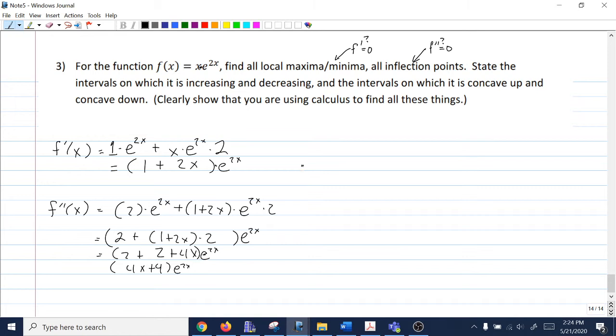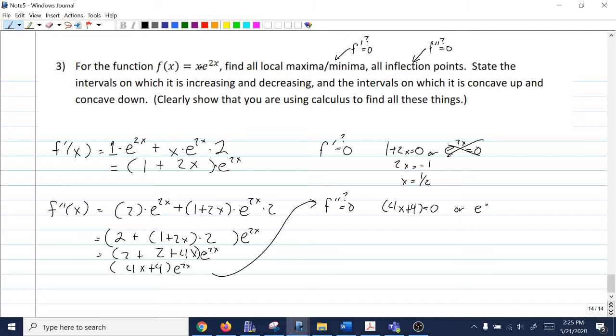I want to know when these things equal 0. This thing's already factored. It's going to be 1 plus 2x equals 0, or e to the 2x equals 0. E to the 2x is never 0 because it's always positive. This gives me 2x equals -1, so x is -1/2. When does f double prime equal 0? That's when 4x plus 4 equals 0, or e to the 2x equals 0, but e to the anything is always positive. So when does 4x plus 4 equal 0? 4x is -4, x is -1. This is our only potential inflection point. This is our only critical point.